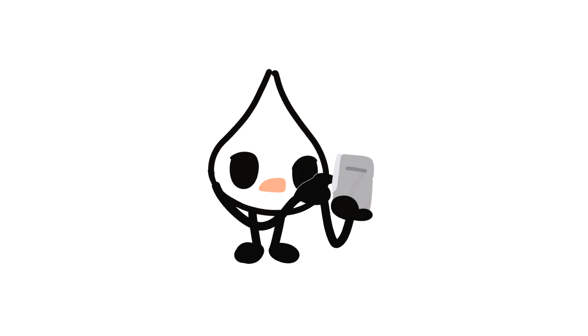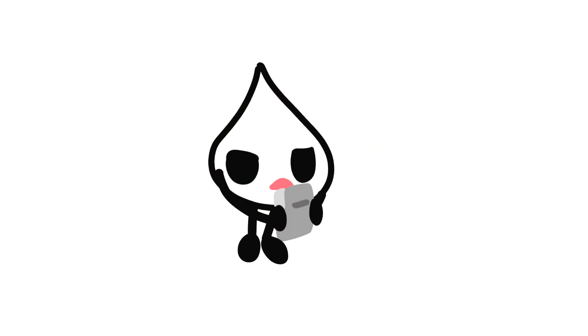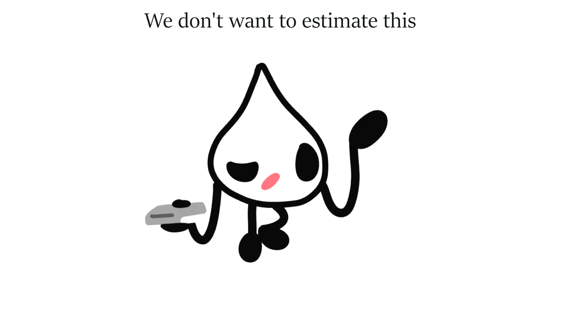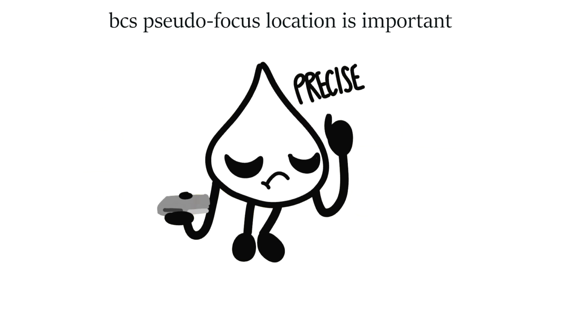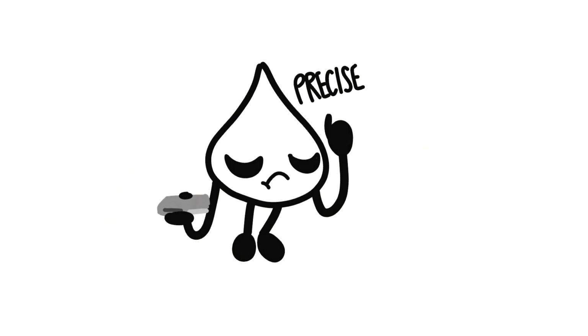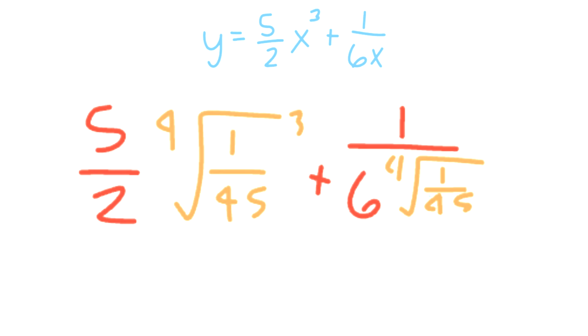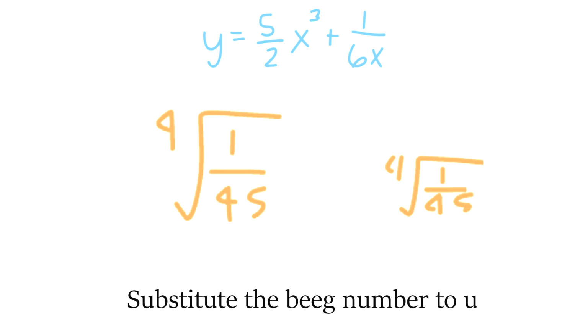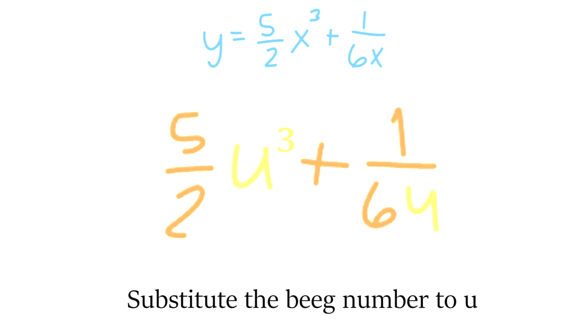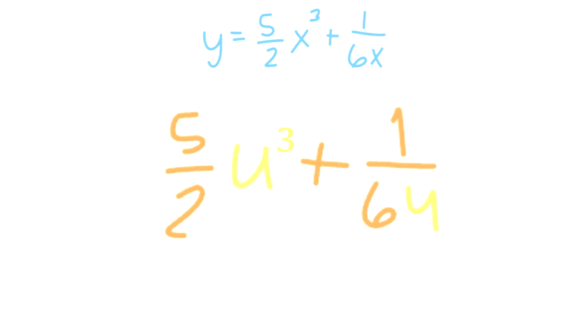And if we entrust our mighty, well, actually, no. We don't want to estimate this because we want the precise location of the pseudo-foci. So to do this, let's sort of undo this step by substituting the fourth root of 1 over 45 into u. Not me, u. Letter u.